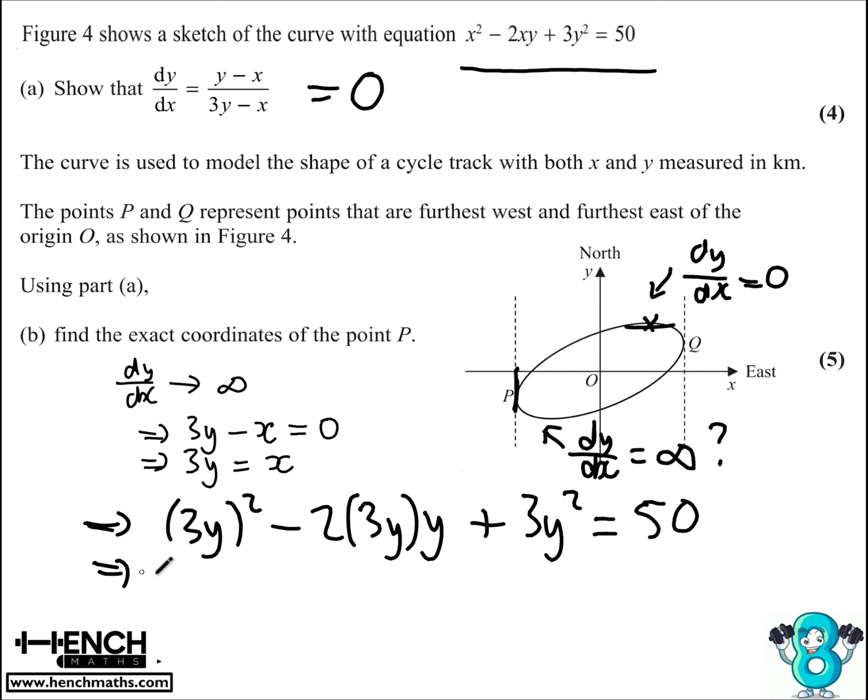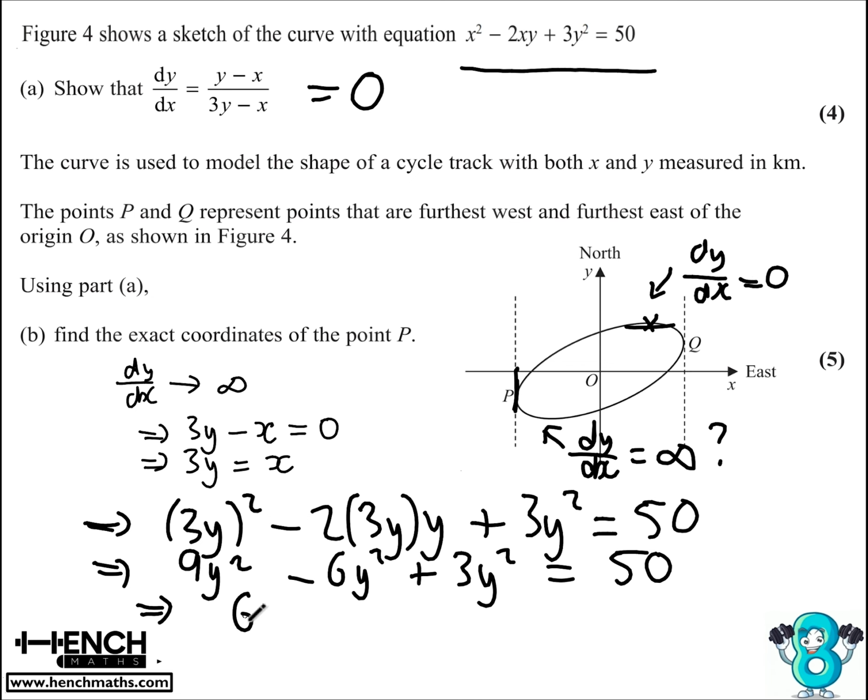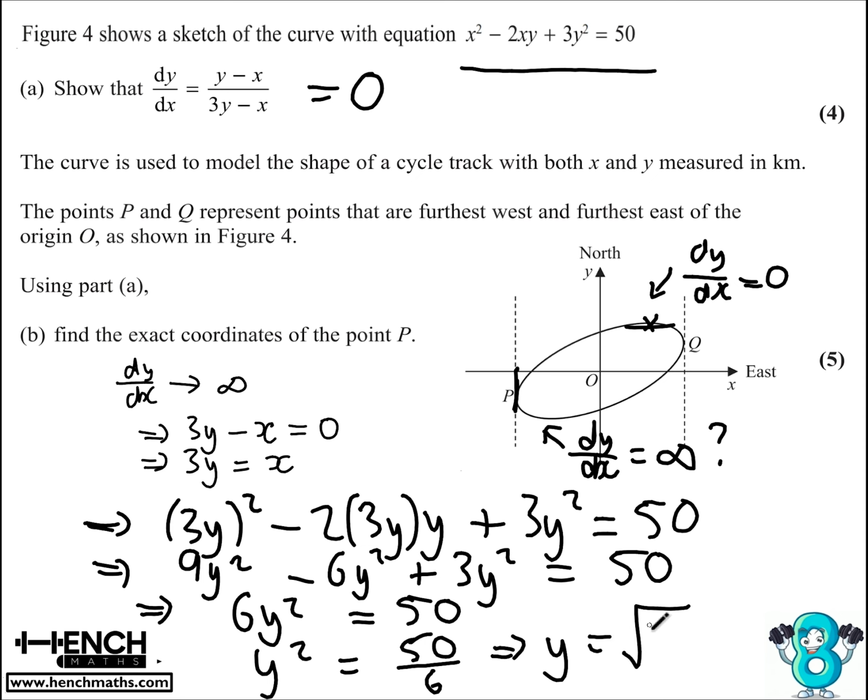So this is going to give us 9y squared subtract 6y squared plus 3y squared is equal to 50, which means we're going to get 6y squared equals 50, which means y squared is 50 divided by 6. And so we get y is the square root of 50 over 6, which would be the square root of 25 over 3. We've got to remember, when we use the square root to solve the equation, we need to put a plus or minus.